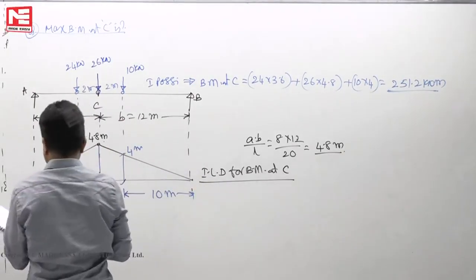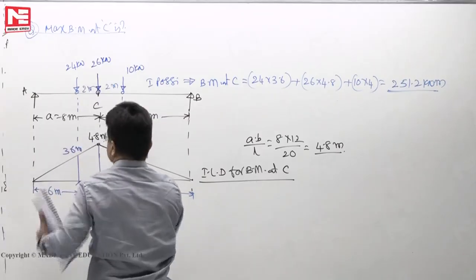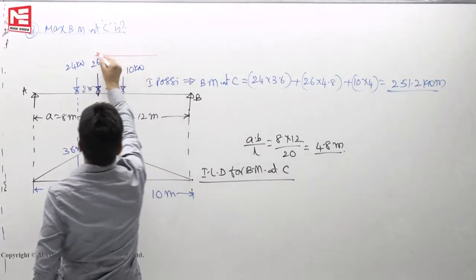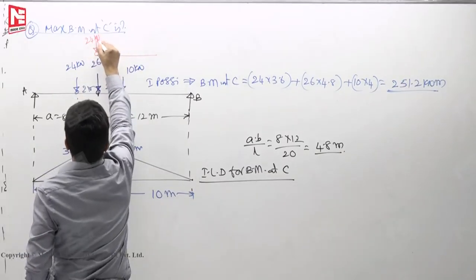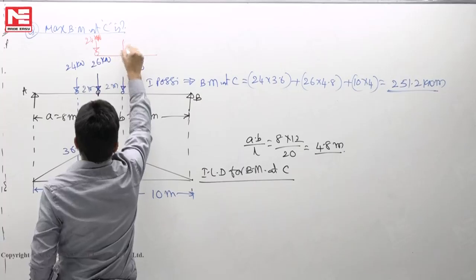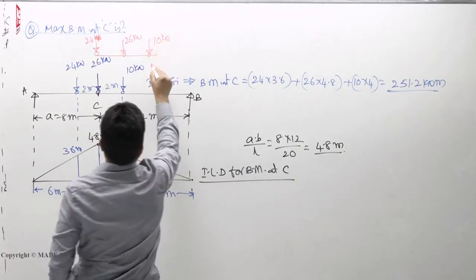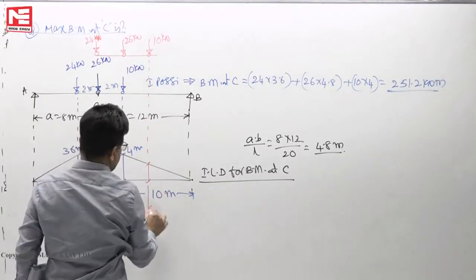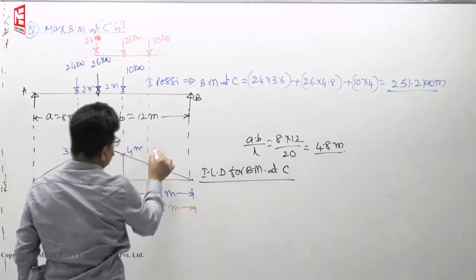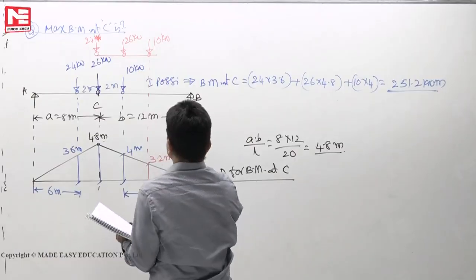Now assume that the load crosses. Ask the driver to move forward, then 24 will come like this. This is 24, this is 26, this becomes now 10. This one, now this becomes 8. 8 into 4.8 by 12, 3.2 meters. This is your second possibility.